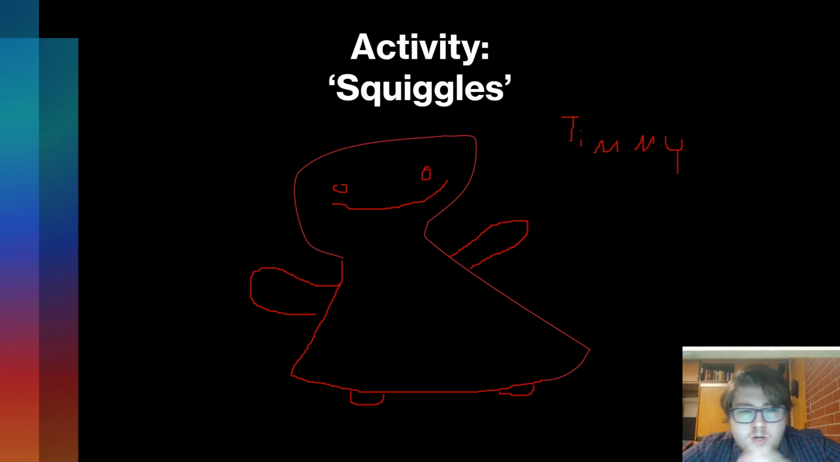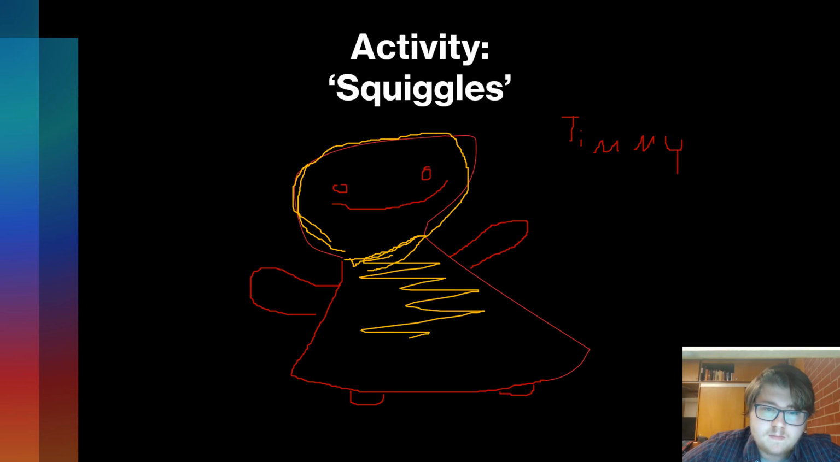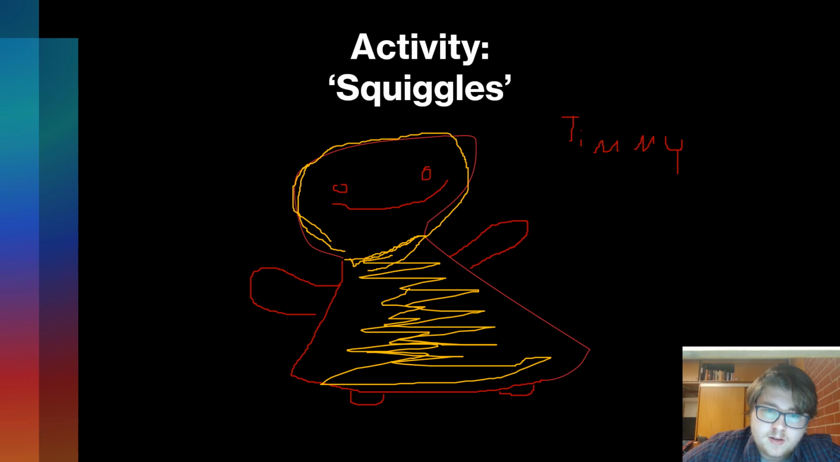So as you go through and decorate your squiggle, adding features, clothing, coloring it in, which we might do, we might give him a raincoat. This is Timmy. He has a raincoat. It's a horrible rendition, but it exists.